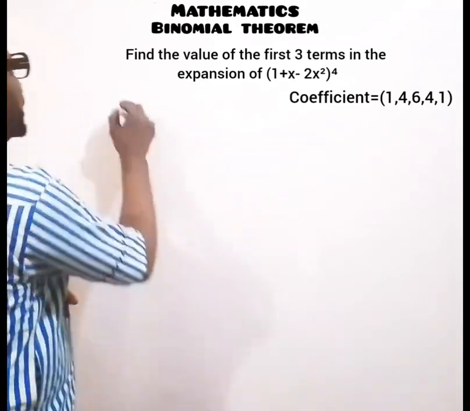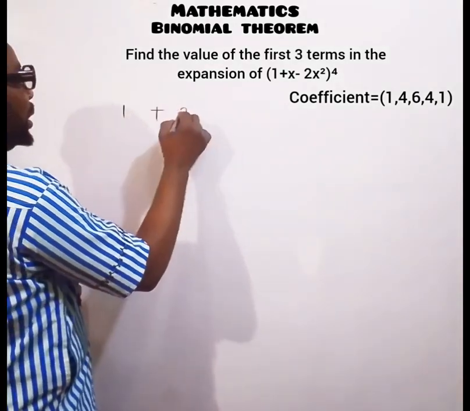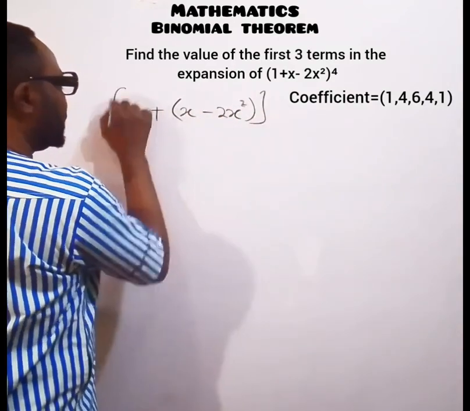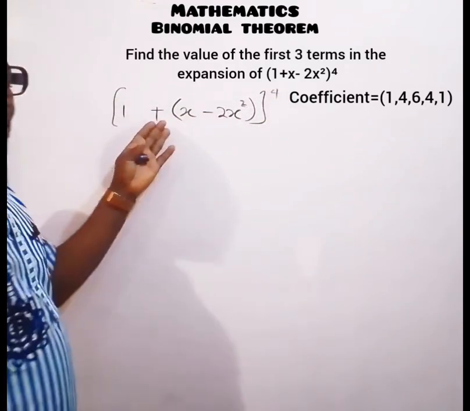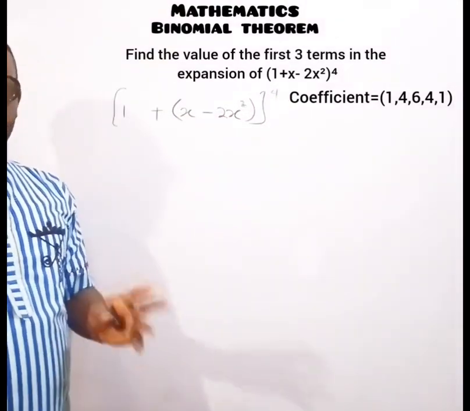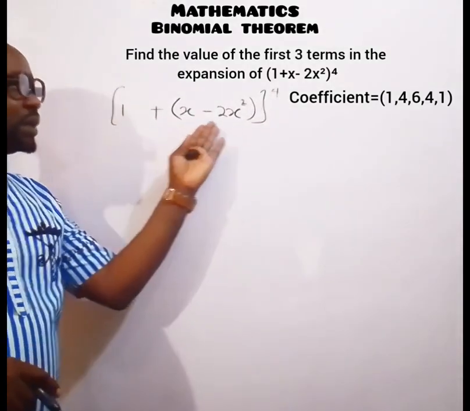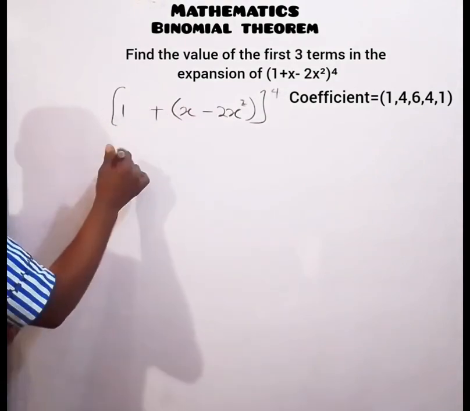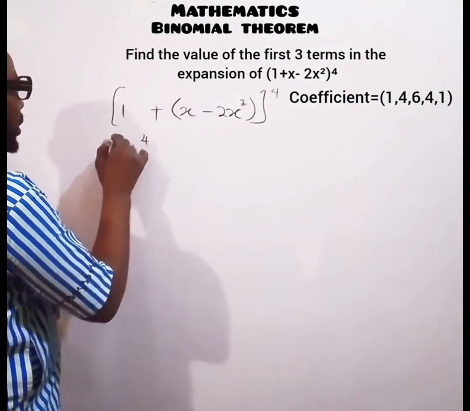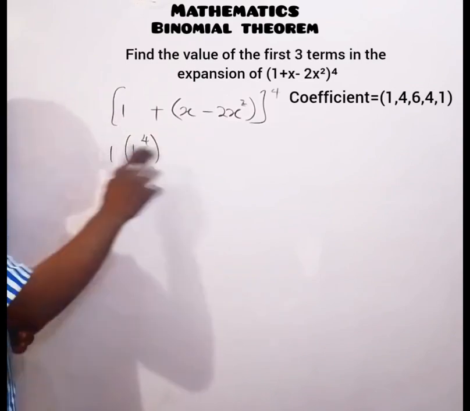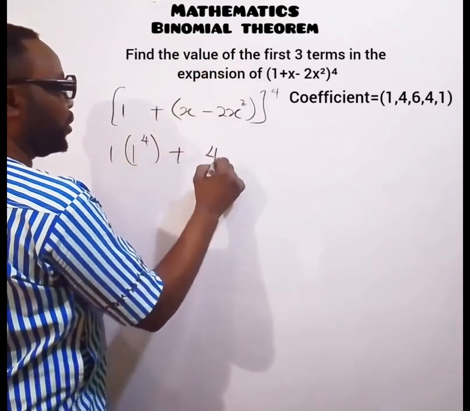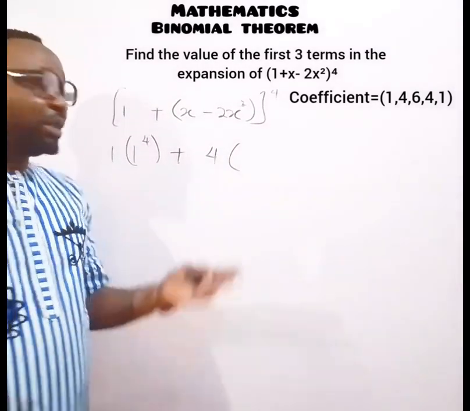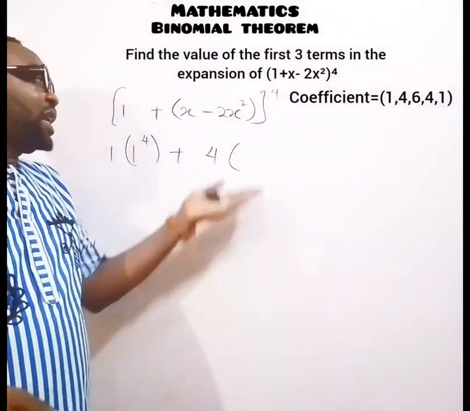It can as well mean 1 plus x minus 2x raised to the power of 2, put this in brackets, raised to the power of 4. Now I have been able to reduce this into 2 terms. The first term is 1 and the next term is this. Now I will do my expansion proper, which I'm going to have 1 raised to the power of 4 multiplied by that coefficient of 1. The next coefficient is plus 4 into, I will not need to put this 1 any longer, because whatever value I multiply that particular 1 with will still give me that same value.